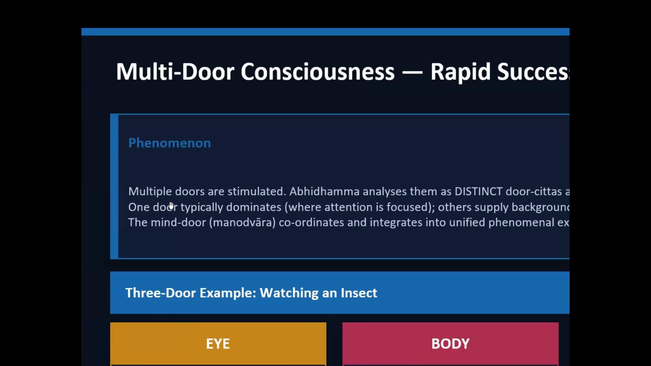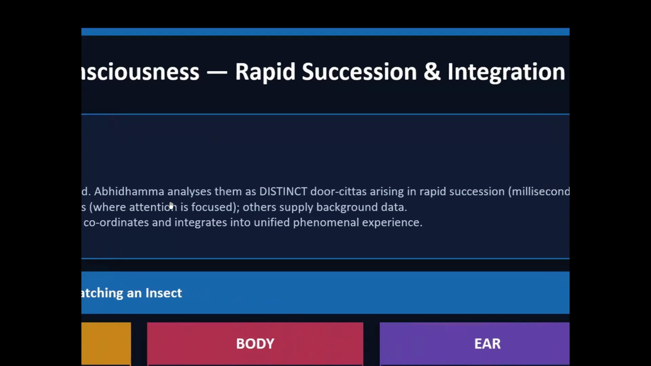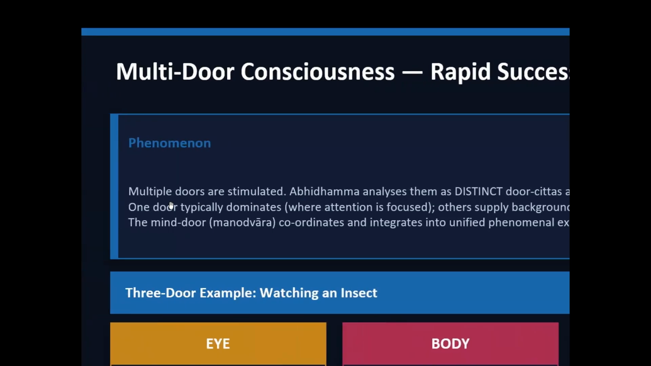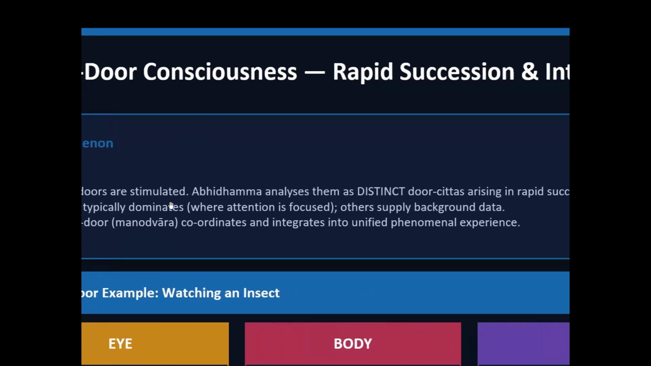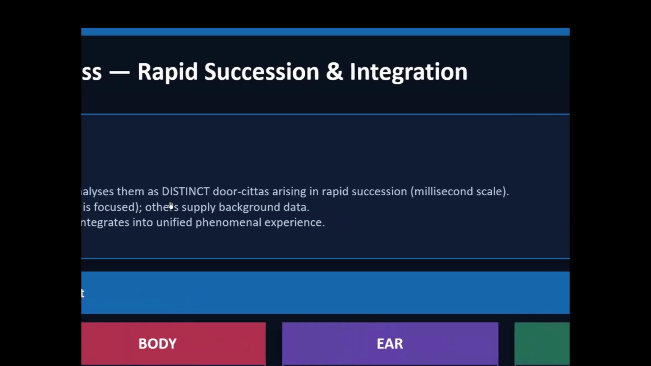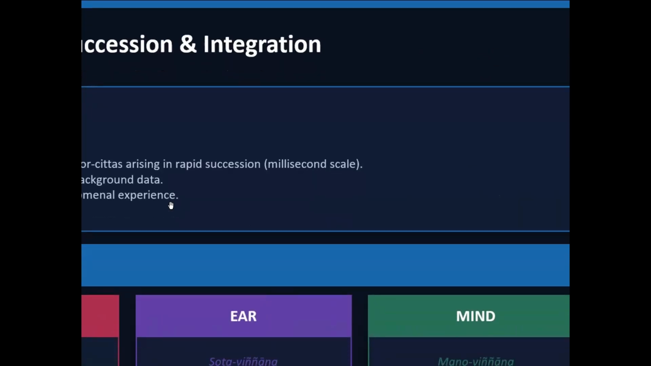So even though all the doors rapidly open, one door typically dominates, where attention is focused. Let's say your five sense doors plus your mind door are all open, only the one with the stronger attention is focused. One door typically dominates. That means the strongest one, where attention is focused. Others supply background data.